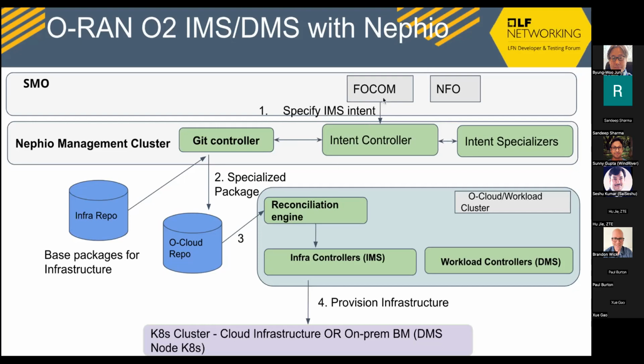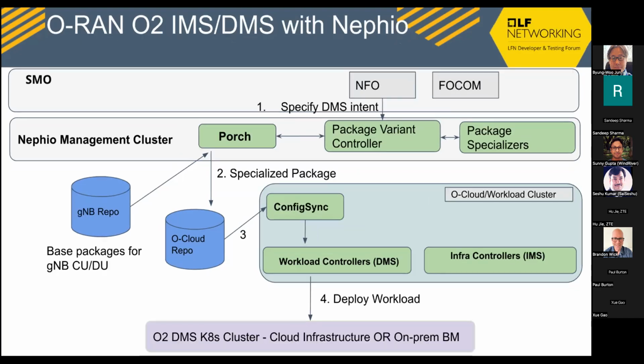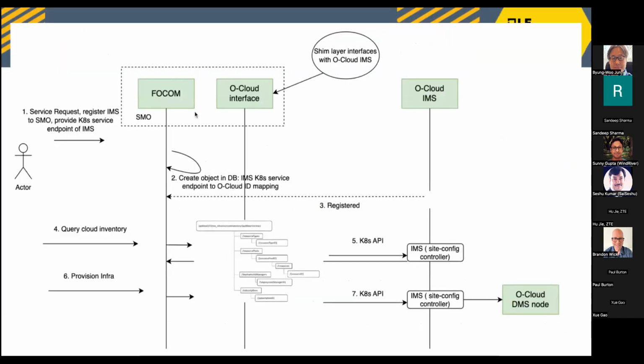It's the same question. So between FOCOM and this O-Cloud, let's say this is Nephio, the O-Cloud IMS. So between FOCOM and O-Cloud, there is this shim layer, which is the O-Cloud interface. This layer understands all the standardized APIs of IMS, and in the southbound, it knows how to create the intent. So that is how the flow basically goes into Nephio and the reconciliation part.